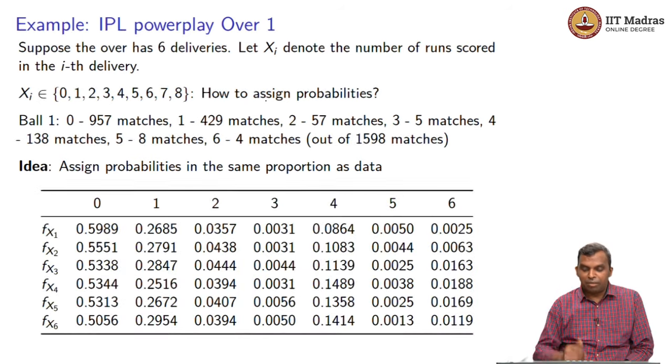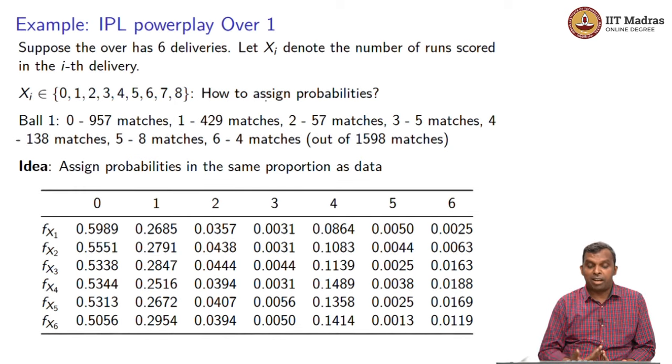Okay, so I've done this now. I've taken all the balls, and tabulated in how many matches 0 runs were scored, how many matches 1 run was scored in the first ball, second ball, third ball, etc. I've put down the distribution in this little table here. So you can see the marginals, which one is able to think of in a reasonable way. Maybe I want to assign a probability of 0.5989 to X1 being 0, and a probability of 0.2685 to the next value. This is in proportion to how many times in the past this has happened. So maybe going forward, this is a reasonable way to assign the probabilities.